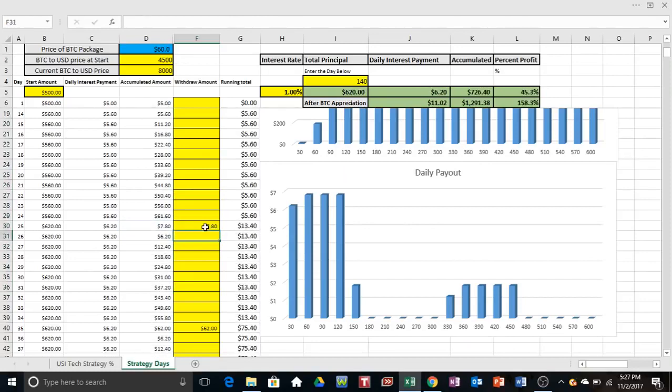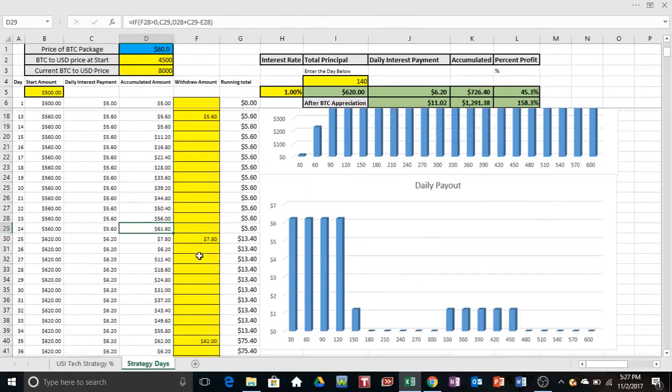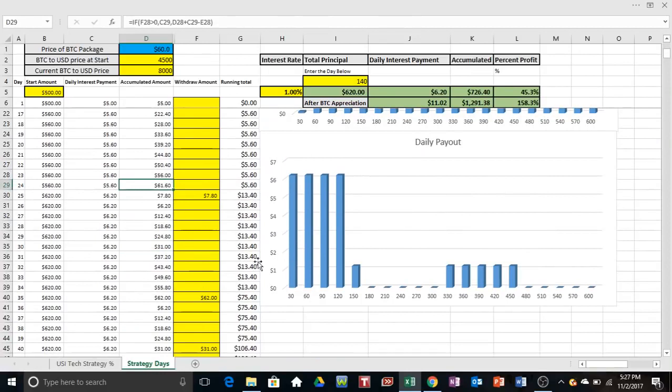So let's go down to day 25 right there, or just as soon as you hit $60 here and you see that it repurchased the package, the next day, that's when you would put your withdraw day. So if you just did that all the way down, then you can find out what your results are going to be if you do that. So let's do that right here.